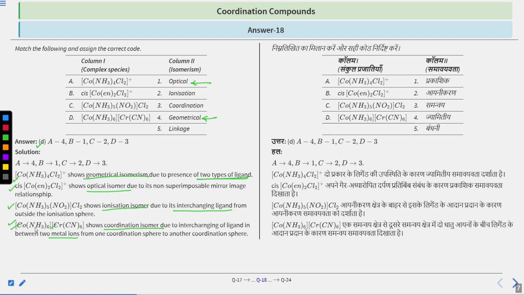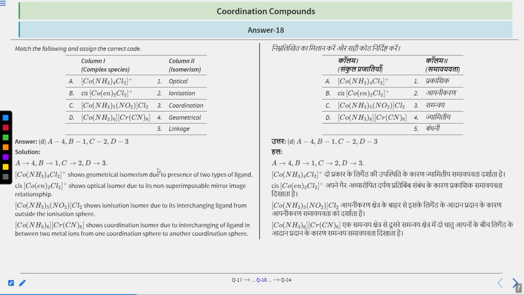You can see there are two square brackets in which two different ligands and metal ions are present. The metal ions are cobalt and chromium, and the ligands are ammonia and cyanide. We can interchange the ligands between the two metal ions from one sphere to another, like this: ammonia can come here in the place of cyanide, and cyanide in the place of ammonia. Due to this property, this complex will show coordination isomerism, and that's why D is connected to our third point, which is coordination. Thus option D is the correct answer.